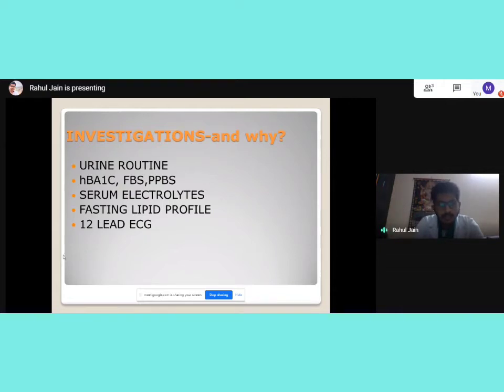And a 12-lead ECG is important to see the current condition of the heart, that is, whether the heart is already in failure or in strain or has some kind of early problem that can be treated at an early stage. And then serum electrolytes are important, because after renal causes, the second most common cause of hypertension is adrenal causes. Adrenal causes like Cushing syndrome and Addison's disease can be ruled out using serum electrolytes.